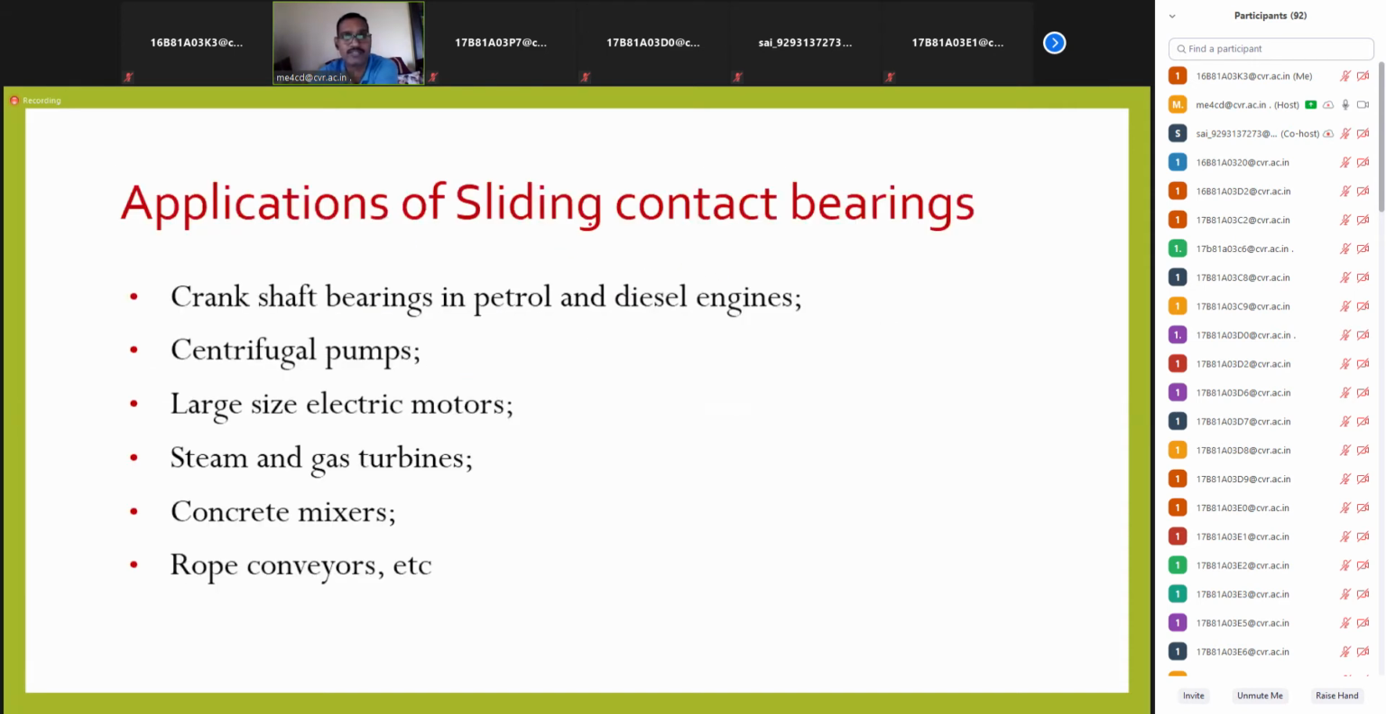And what are the applications of sliding contact bearings? Crankshaft bearings in petrol and diesel engines, right? And we can see this in centrifugal pumps, large electric motors, gas turbines or steam turbines, concrete mixers, rope conveyors. So all these will have sliding contact bearings, right?